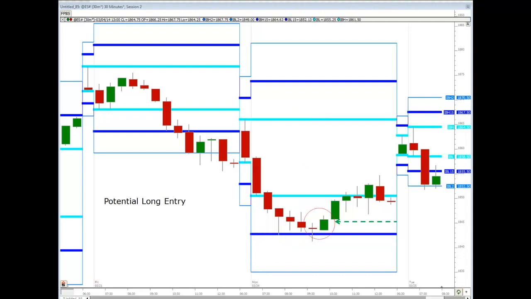Now, not only were we able to capture a nice or several short entries in the market and to stay on the right side of the market using our IB levels, now we have a potential for a long entry, and we're able to see it because we see the price action relative to the IBs. And notice, all we have on our chart are just 30-minute candles and IB levels. Now take a look at what happens here to give us reason to enter here as a long entry.